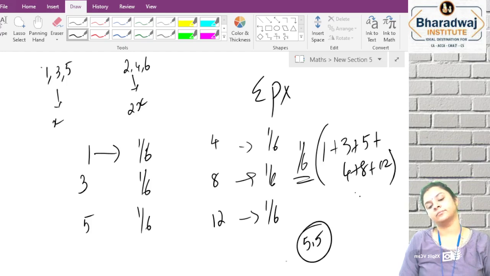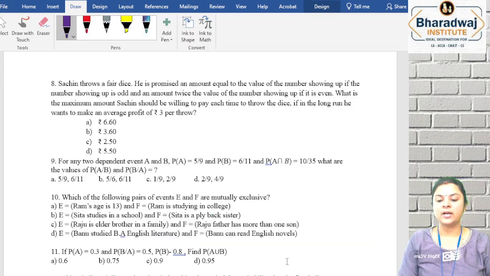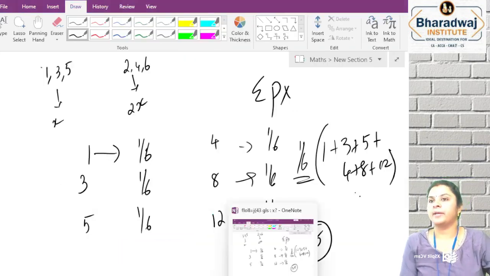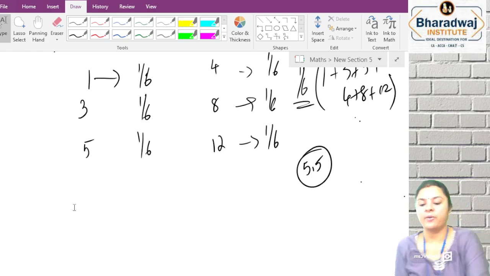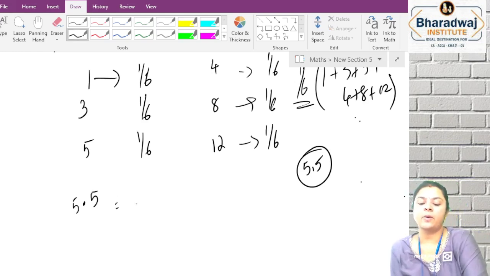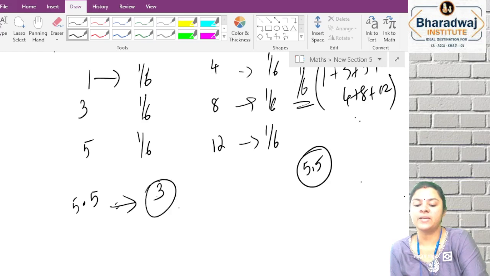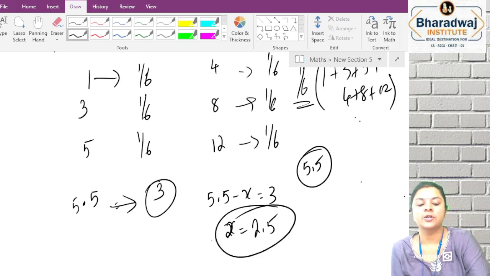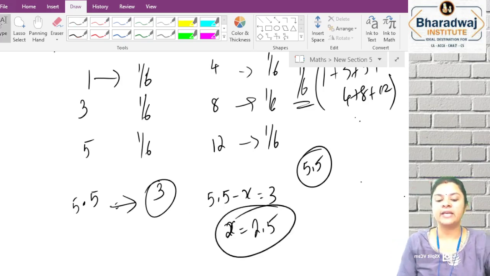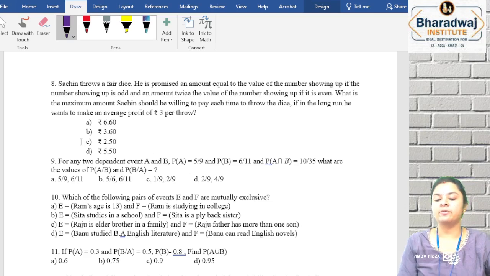5.5. So his average income is going to be how much rupees? 5.5. His average income is 5.5. Now I want a profit of 3 rupees. So if I want a profit of 3 rupees, I should spend how much? So the value of spending has to be 5.5 minus 3, which is 2.5. So the maximum amount that he has to spend will be 2.5 rupees per throw.